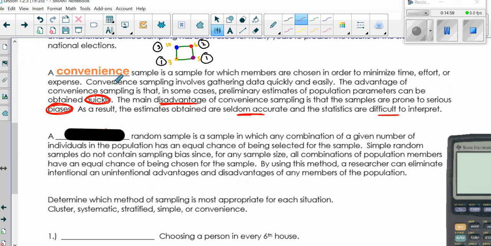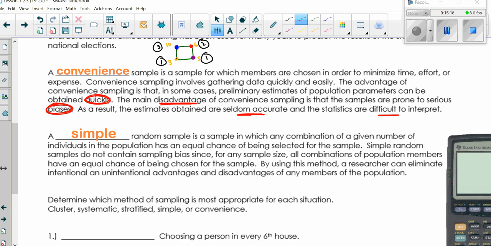Okay. So convenience would be like, all right, I need to choose 5 people. I'm going to choose the first 5 people who walk through the door. There's nothing random about that. It's just convenient so that you don't have to wait for everybody to walk in. Okay. And then the last one is a simple random sample, which we've done.